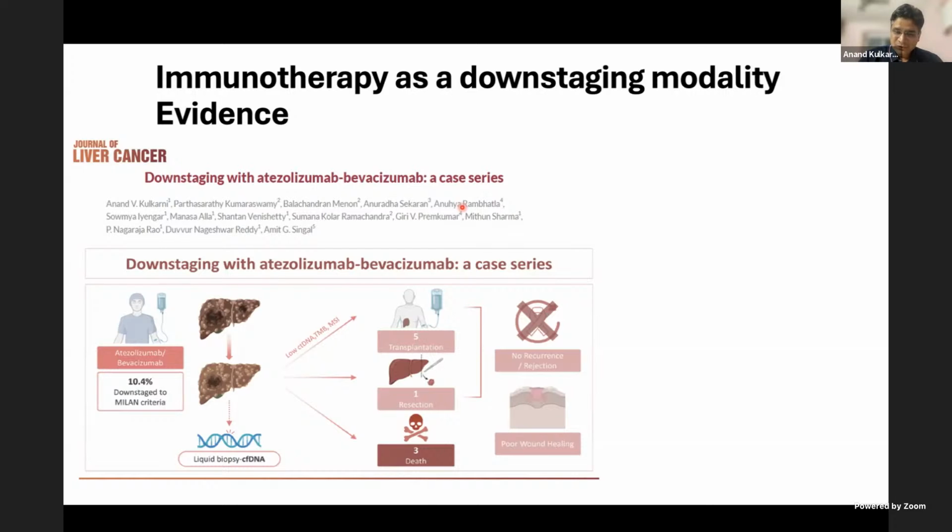The newer approved drug, out of the 2 or 3 immunotherapies which are available, one of them is atezolizumab-bevacizumab, which is available in India. This is our experience, which was published in the Journal of Liver Cancer.